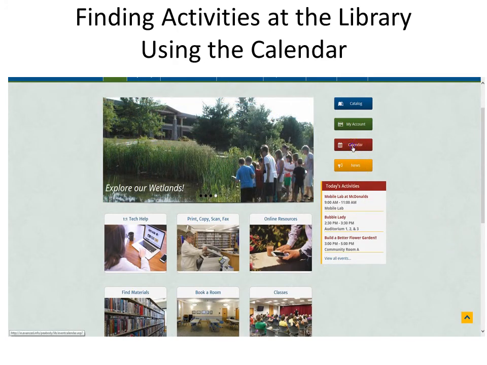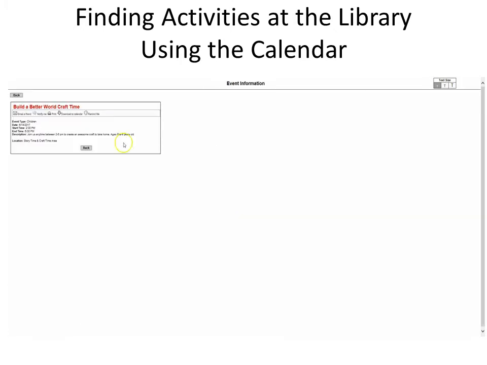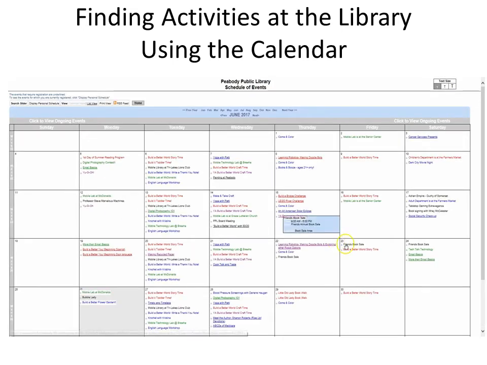Another way is just by clicking on calendar, and that would take you straight to our calendar as well. Now, once you're actually in the calendar, then you would be able to click on the event and read the description to see if it's something you'd be interested in. Anything with a line underneath it indicates that you do have to sign up for that program. They want to know who's coming.